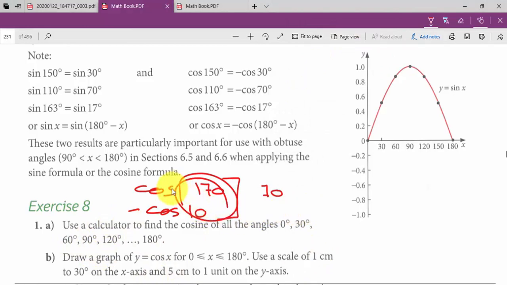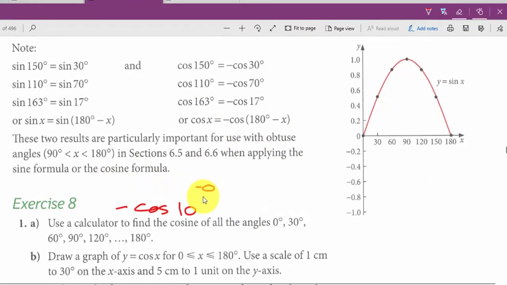Now, based on what we learned, remember, for sine, any two angles that add up to 180, their sines are equal. For any two numbers that add up to 180, their cosines are such that the first one is the negative of the second one. We can also say the cosine of this number is the negative of the cosine of the other number, because these two numbers together add up to 180.